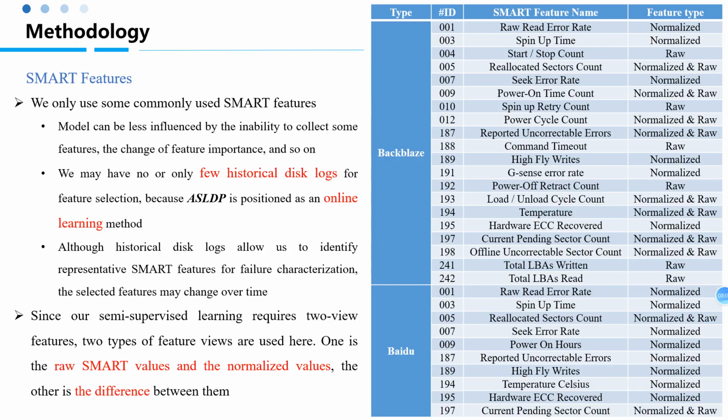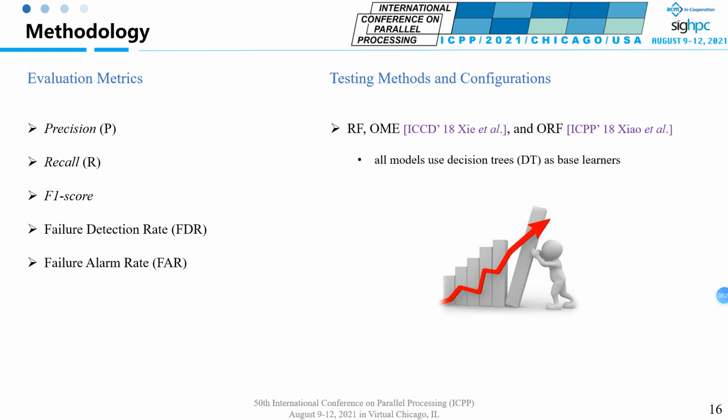To validate our ASLDP method, we use the public dataset described earlier. Since we are not emphasizing here that different sets of features will affect the prediction result, some commonly used feature selection methods will not be used in our model. We only use some commonly used SMART features. In order to evaluate the performance of the models, precision, recall, F1, and FAR are used. In addition, we choose RF, OMF, and ORF as baselines.